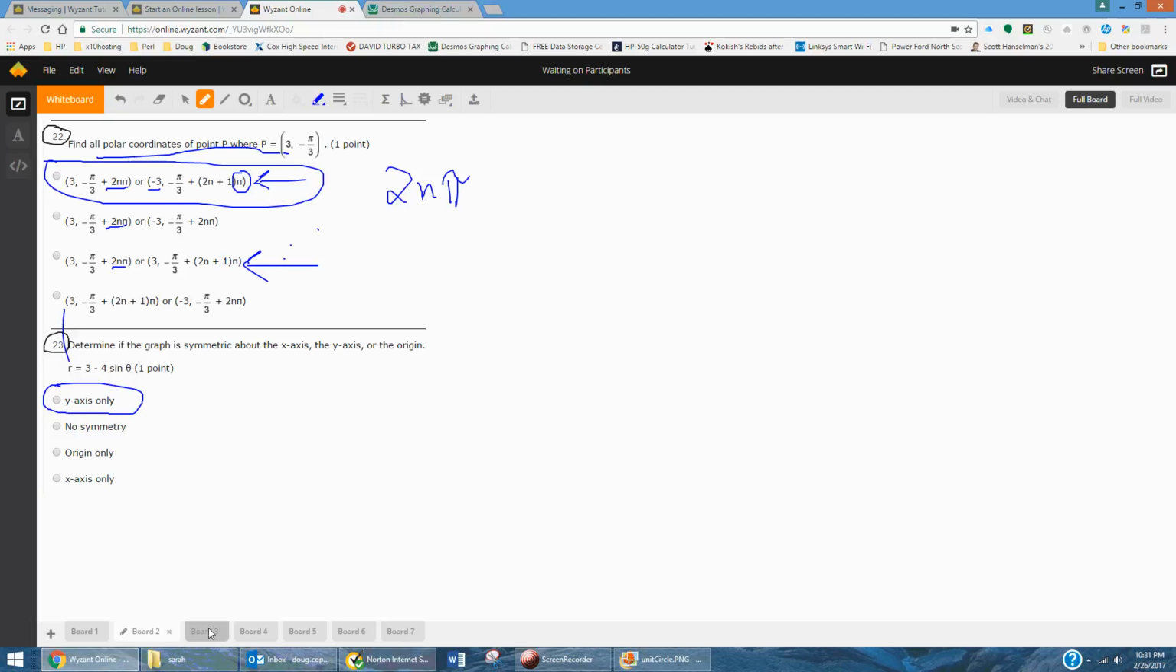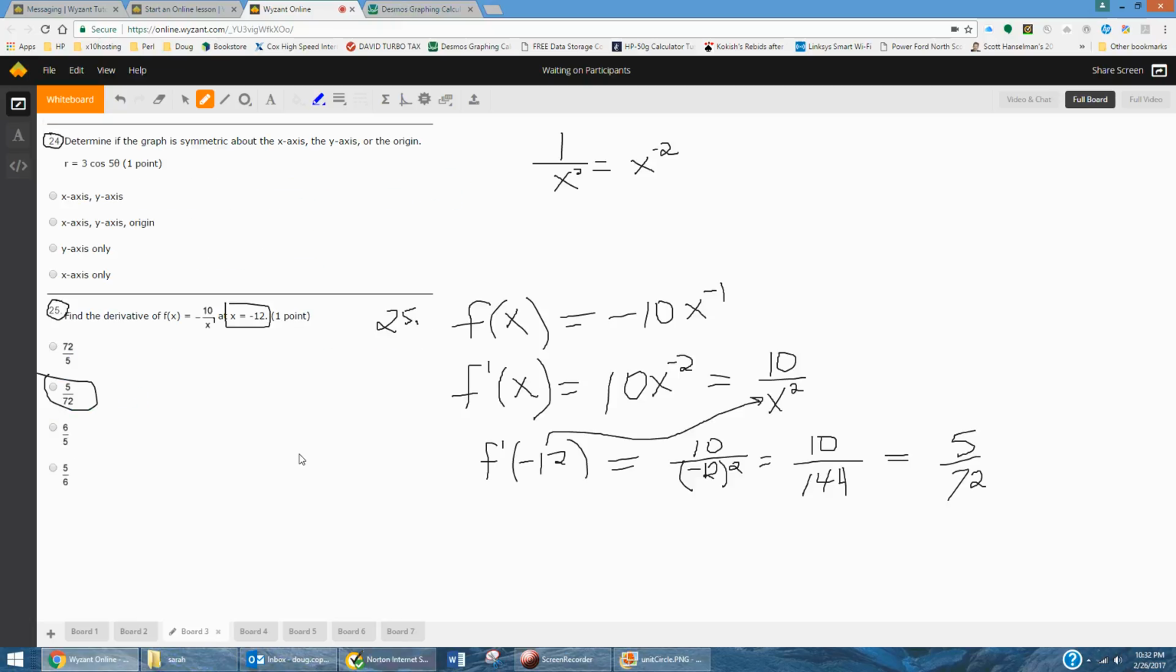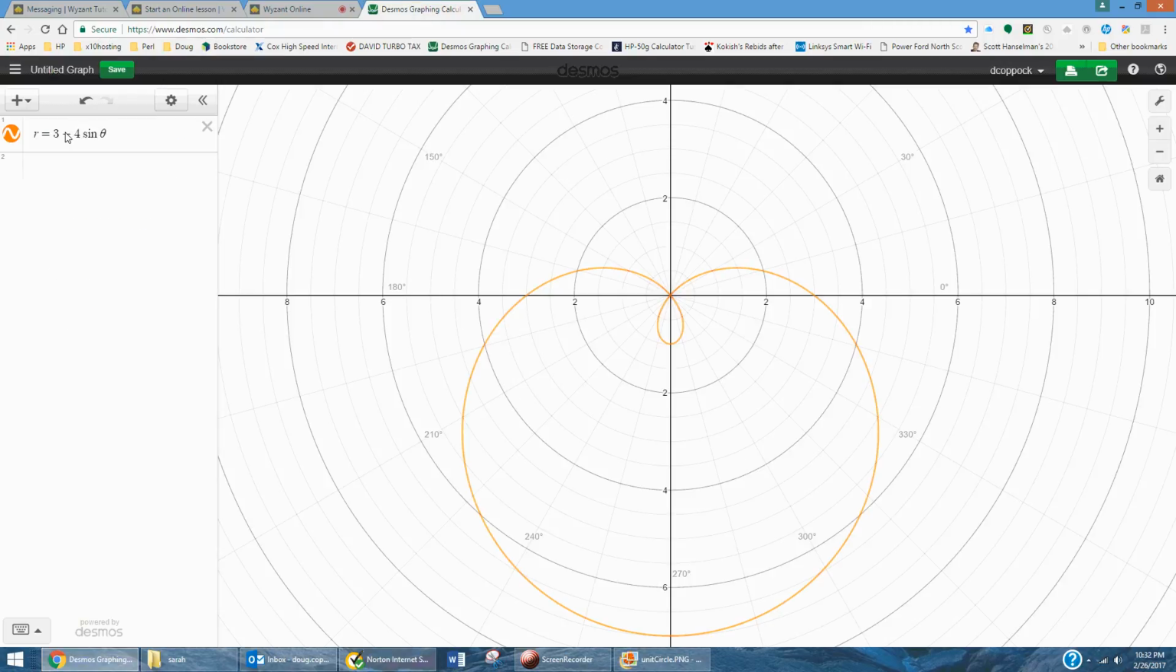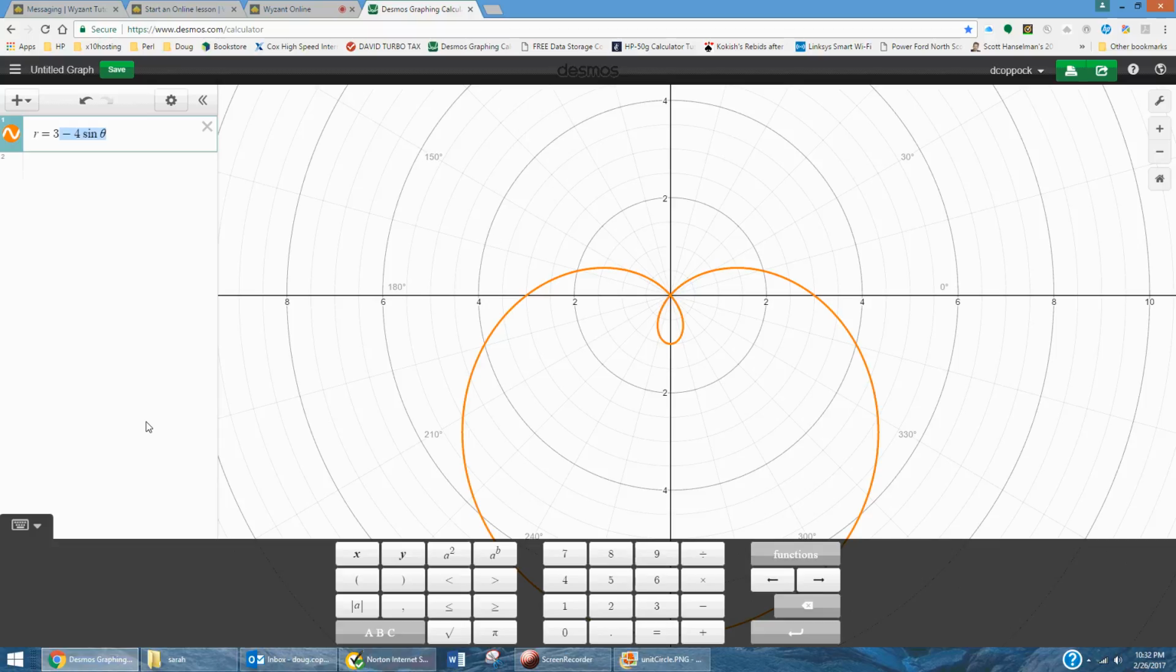If we go on to board 3, r equals 3 cosine 5 theta.